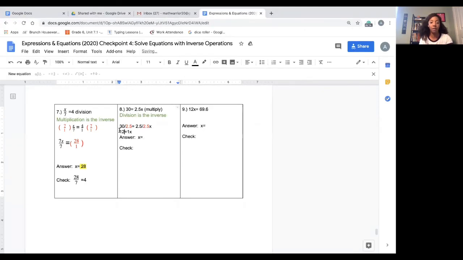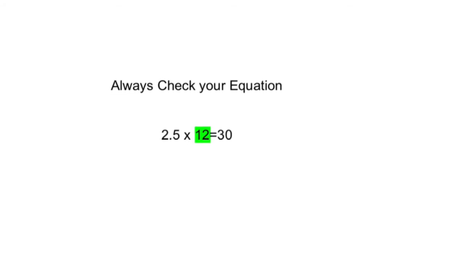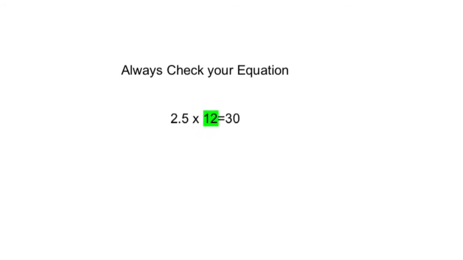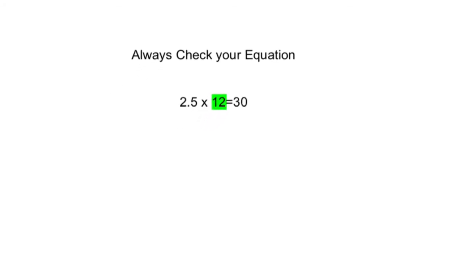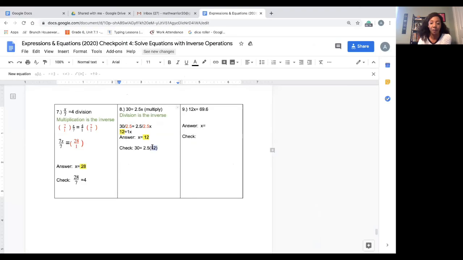30 divided by 2.5 is 12. We're going to take our original problem and check our work by replacing the letter x with parentheses and 12 so that we can multiply 12 times 2.5. Once you multiply that, you should be able to see that it gives us 30. I know I'm on the right track because I'm checking my work.